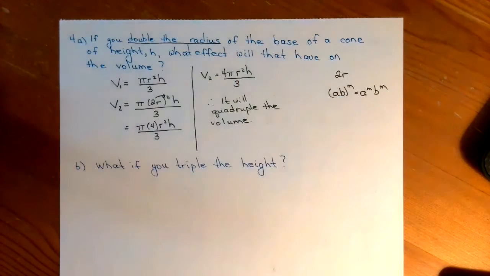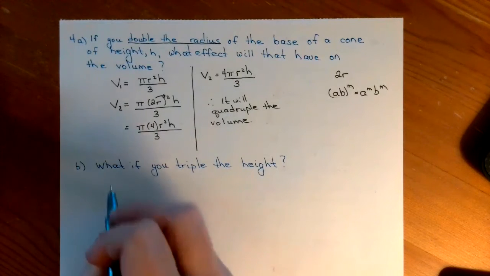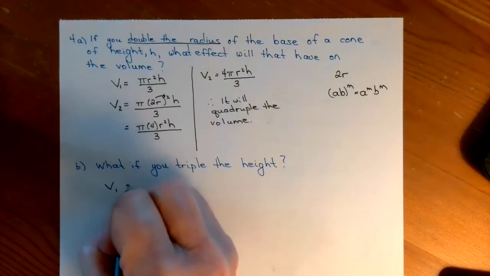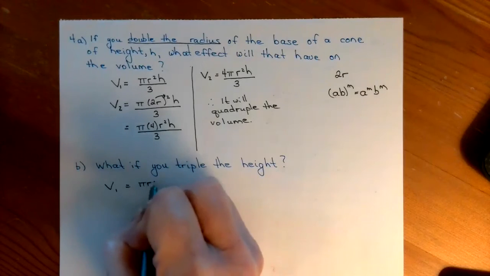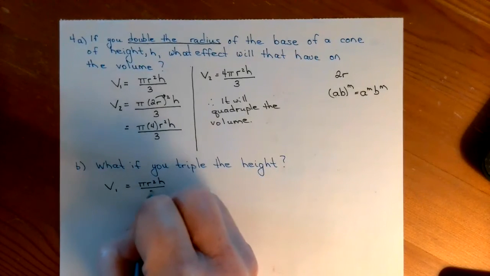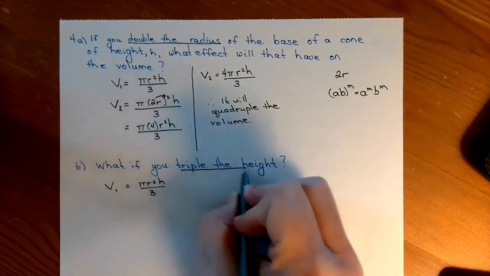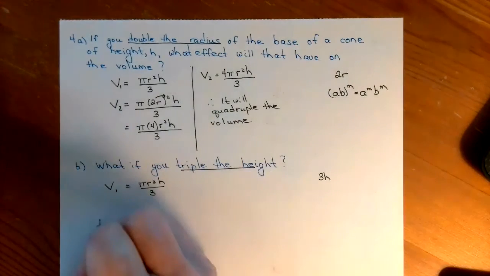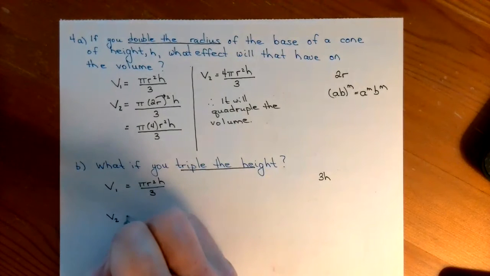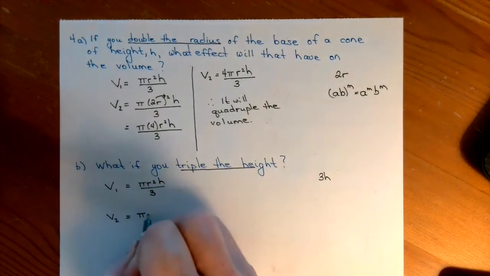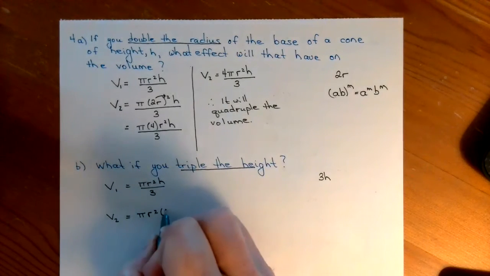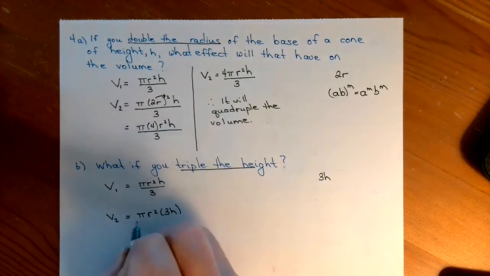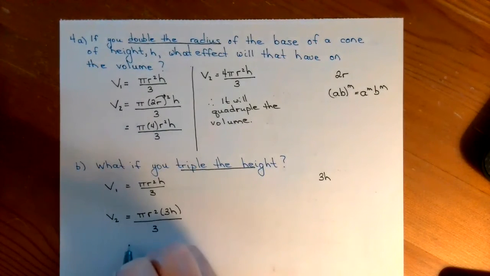So now let's see what happens when we change the height. So again, I've got volume 1 is equal to pi r squared h over 3. And now I want to triple the height. Well, if I triple something, it's 3 times, so I would use 3h. So volume 2 is going to equal pi r squared times 3h all over 3.